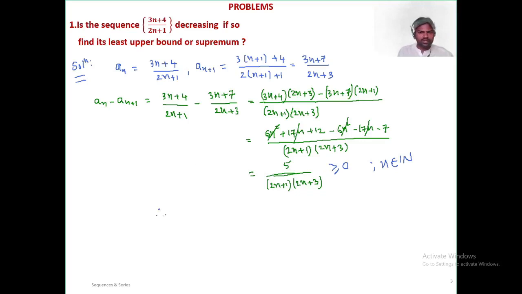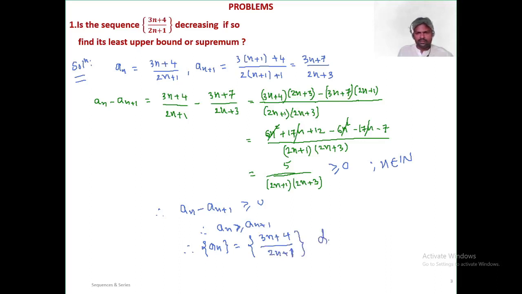So the final conclusion is that I arrived at an minus an plus 1 being more than or equal to 0. Therefore an is more than or equal to an plus 1. So what kind of sequence is it? Clearly, the given sequence an, which is (3n plus 4) upon (2n plus 1), is a decreasing sequence. So the decreasing sequence part is over.